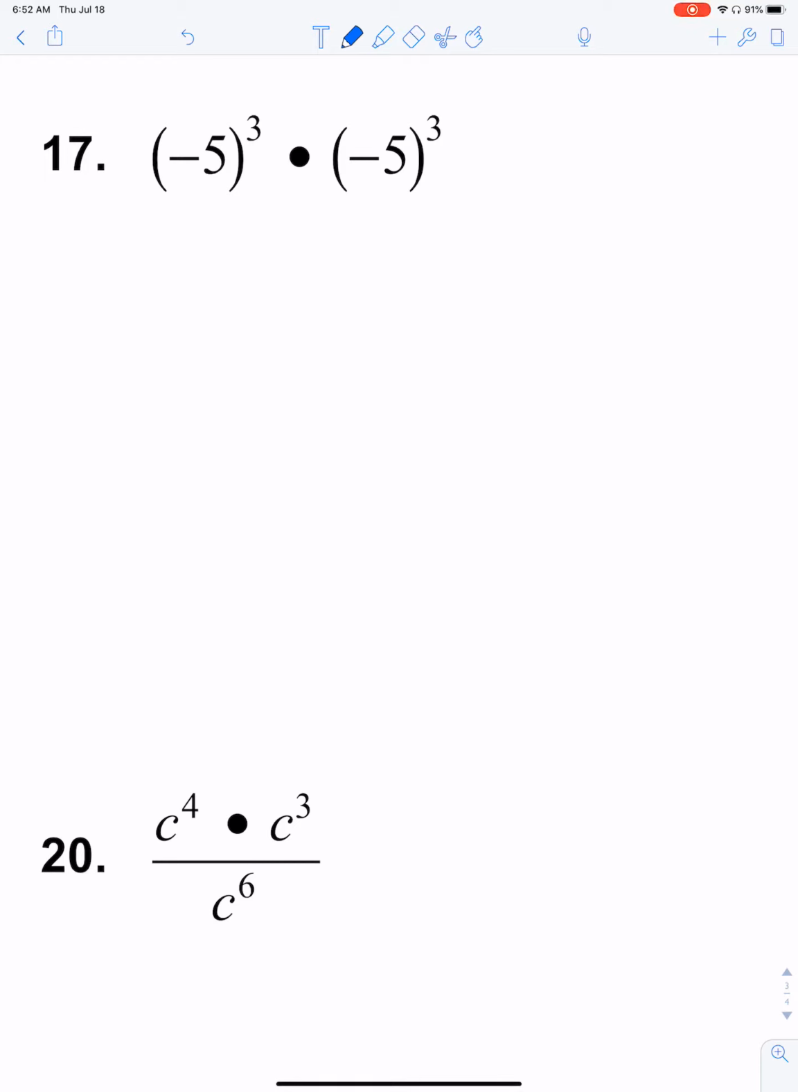Okay, so negative 5 to the third power times negative 5 to the third power. We have the same base, so we can use that product property, and we can use negative 5 to the 3 plus 3 power. So that's negative 5 to the 6th power. Okay, and negative 5 to the 6th power is going to give us an answer of 15,625.